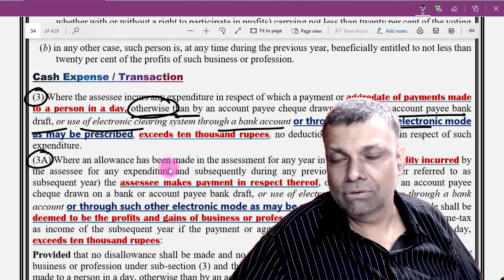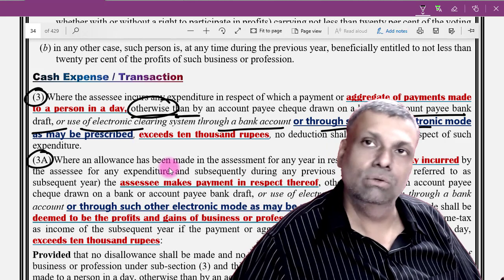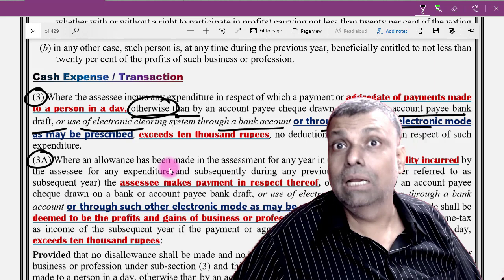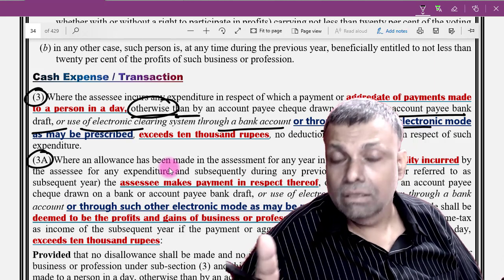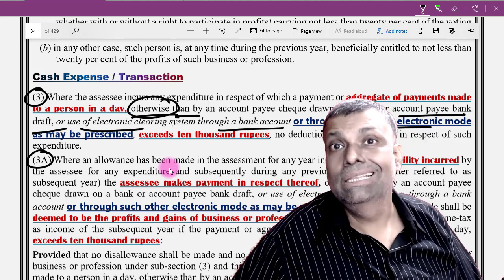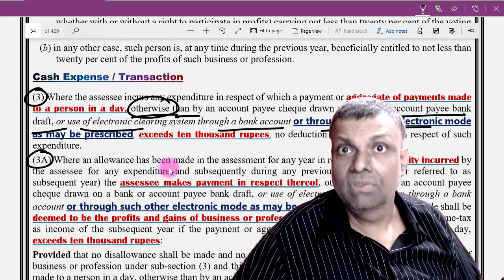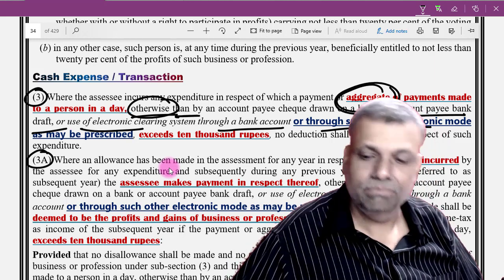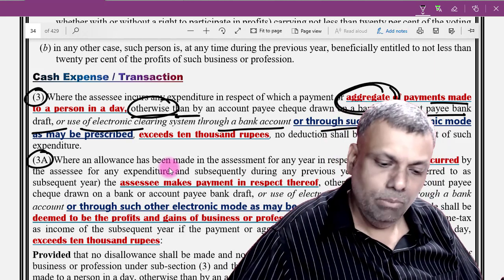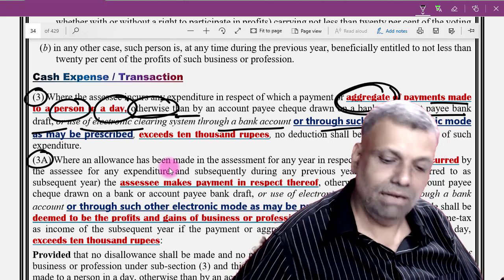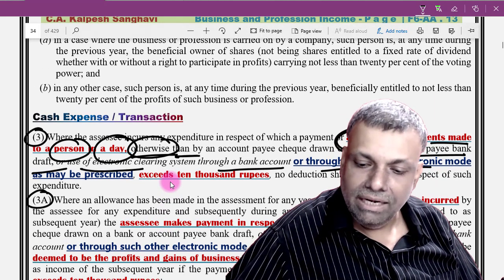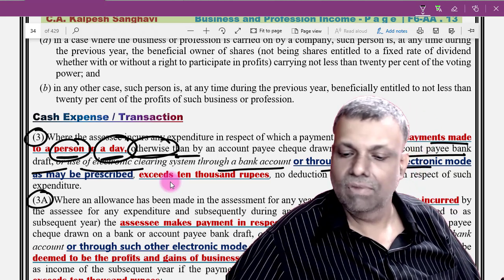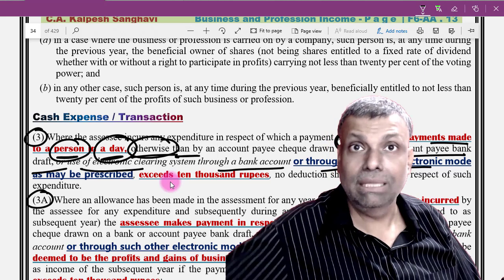So if you are doing any transactions otherwise than through the banking channel as specified, logically it is a cash transaction. Cash transaction is a generic word. If you are doing a cash transaction and claiming it as an expenditure under the head business and profession, it will not be allowed to you as a deduction if the aggregate payments made to a person in a single day, I repeat, aggregate payment, that is a total payment.